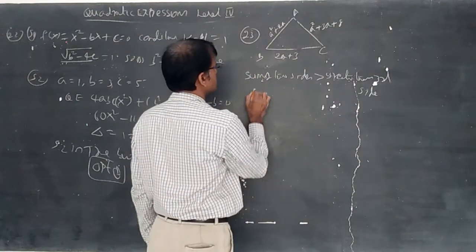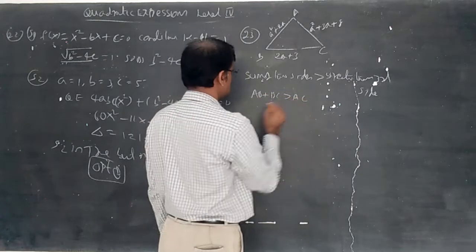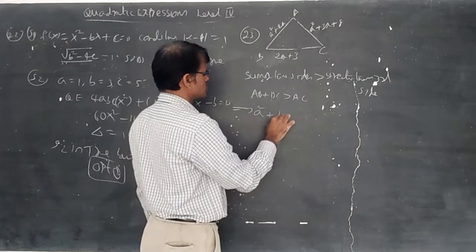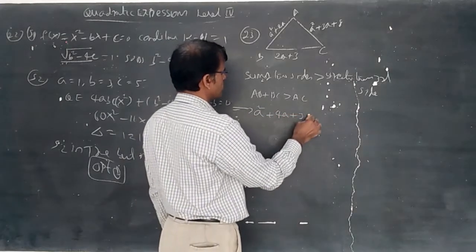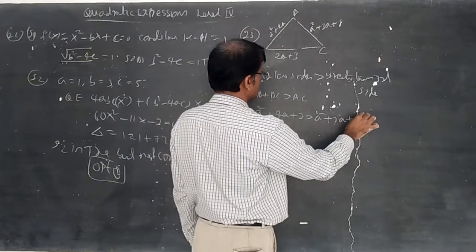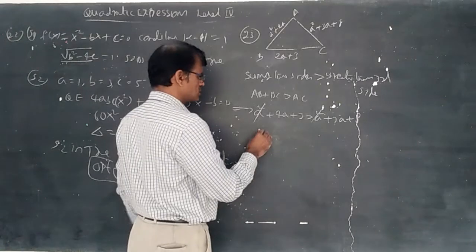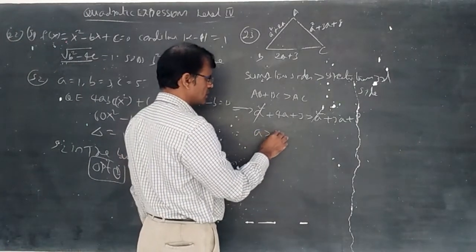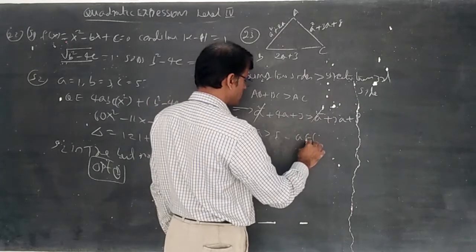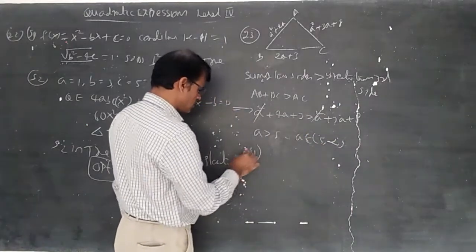Now we can use AB plus BC greater than AC. That implies A square plus 2A plus 2A plus 3, that is A square plus 4A plus 3, greater than A square plus 3A plus 8. A square gets cancelled. Taking A to this side, A is greater than 5. So you can write A belongs to the open interval 5 comma infinity.